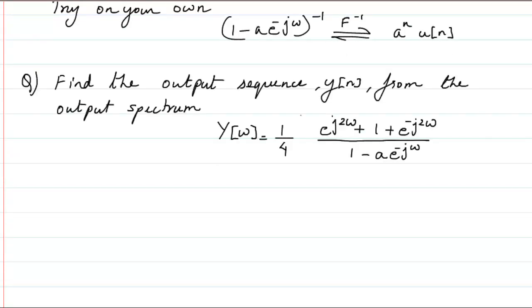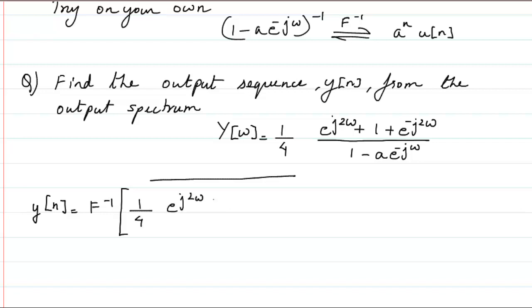Next problem, find the output sequence y of n from the output spectrum, which is given by this equation. Okay, so we have been given the output y of omega, from which we have to find out y of n. Now we know that y of n is basically the Fourier inverse of this whole expression, which is 1 by 4 e raised to power j2 omega plus 1 plus e raised to power minus j2 omega, the whole divided by 1 minus a e raised to power minus j omega.